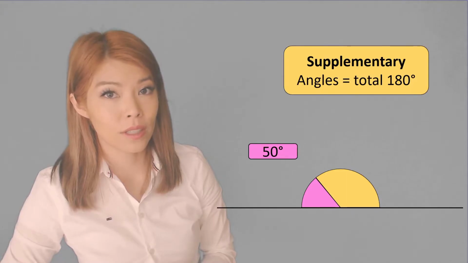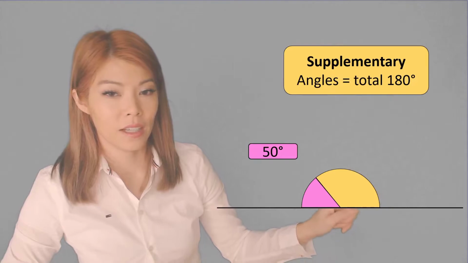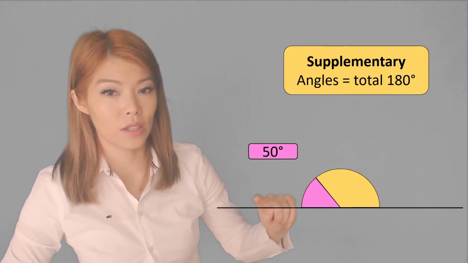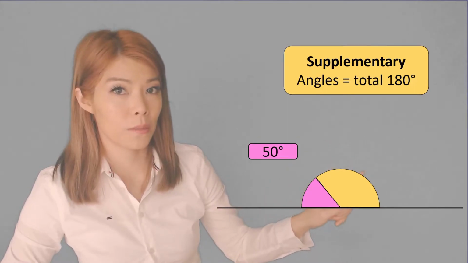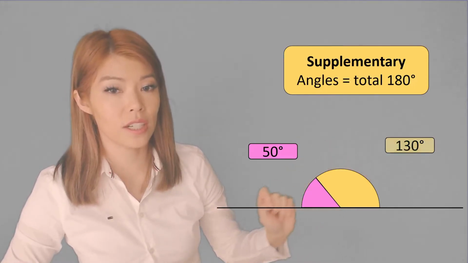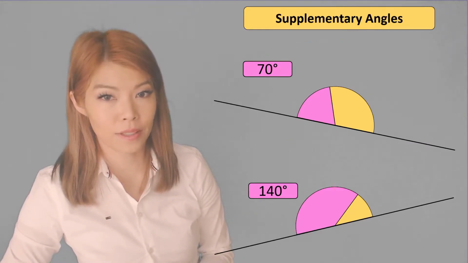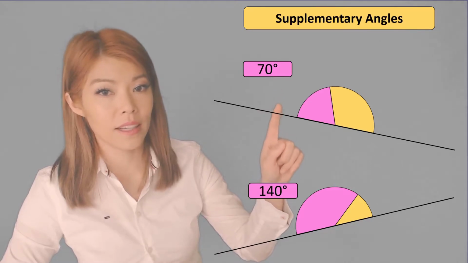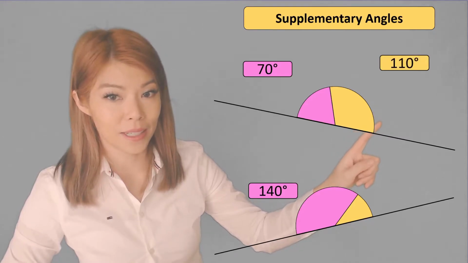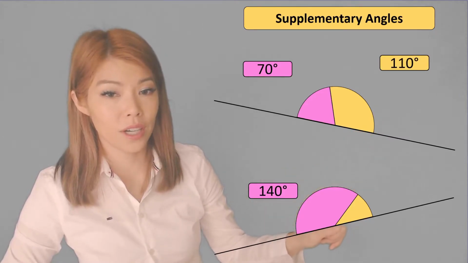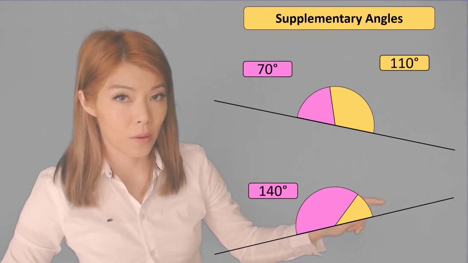Complementary angles add up to 90, supplementary angles add up to 180. So these two are supplementary angles. So one is 50, the other one must be 180 minus 50, which is 130. Let's do a couple more examples with supplementary angles. Here we have part of it to be 70, then the other side would be 180 take away 70, which is 110 degrees. Here we have 140 degrees, which means the supplementary angle to that would be 180 take away 140, 40 degrees.